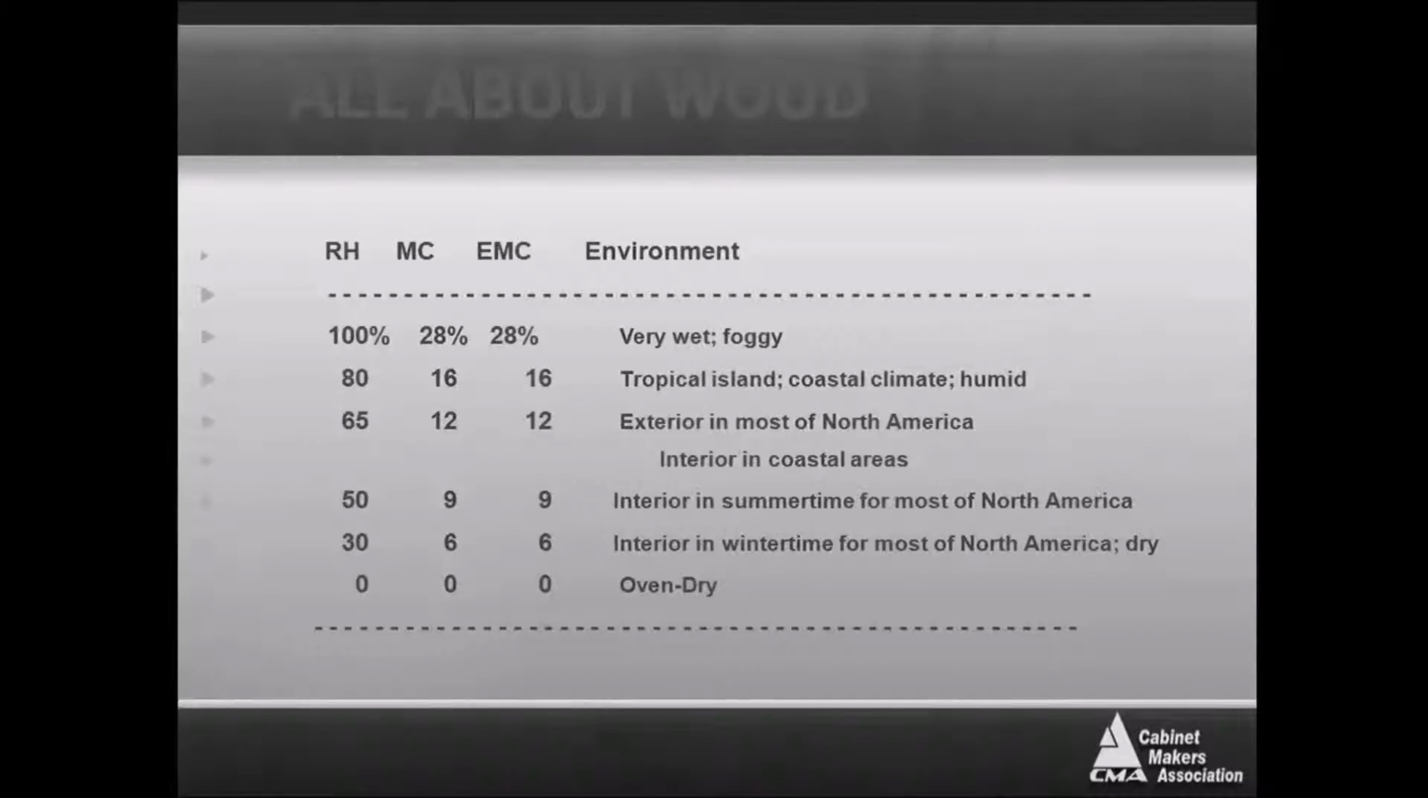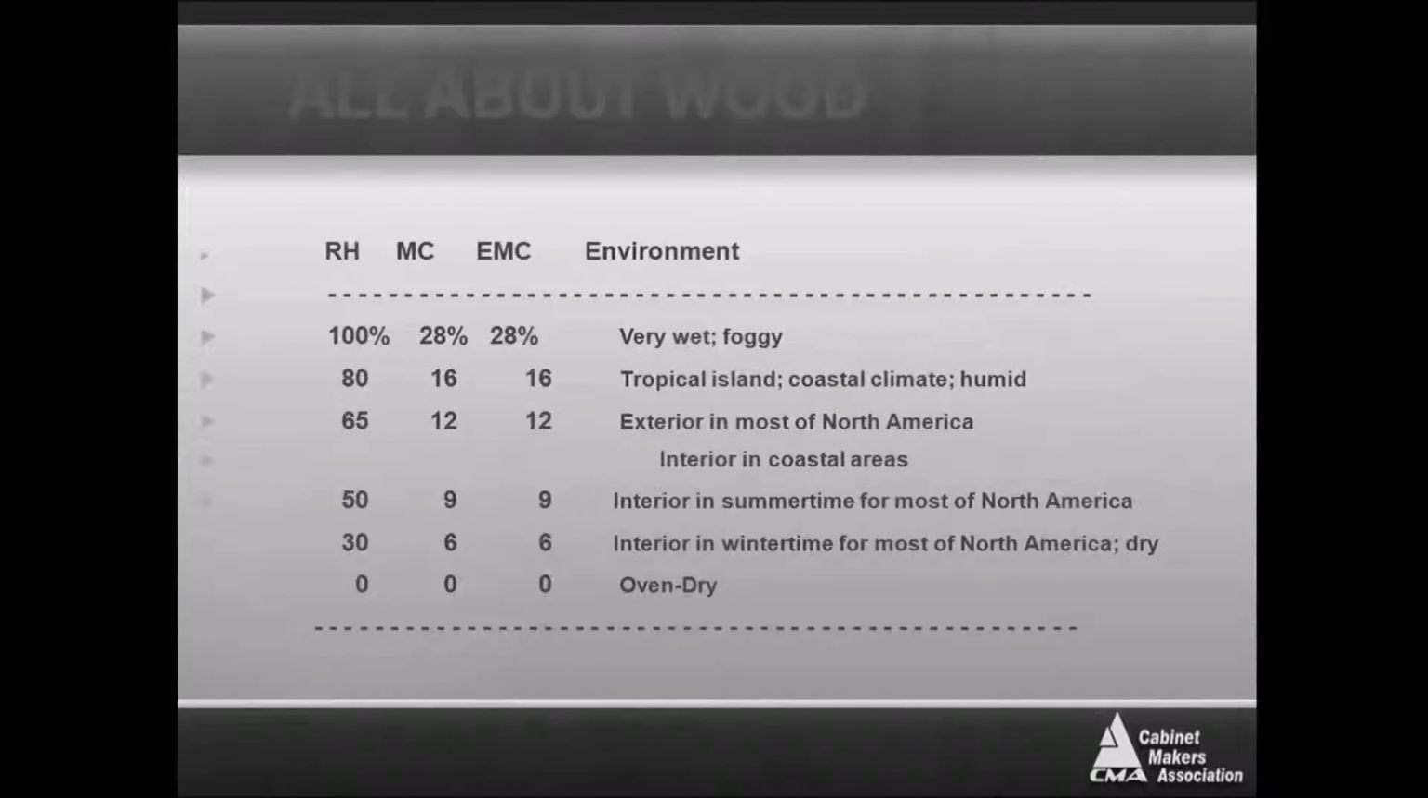And we're going to see 80% humidity on the average in a tropical island, a coastal climate, Miami, New Orleans, in a humid place, okay? For most of the United States, we're going to see 65% relative humidity. The average humidity in most of the United States, winter and summer, is 65% humidity outside, 12% moisture, or 12% EMC.